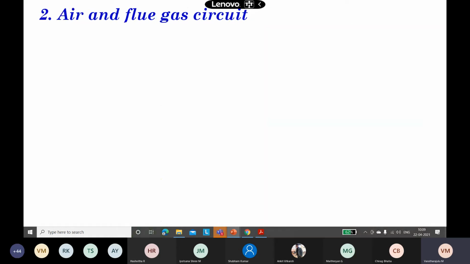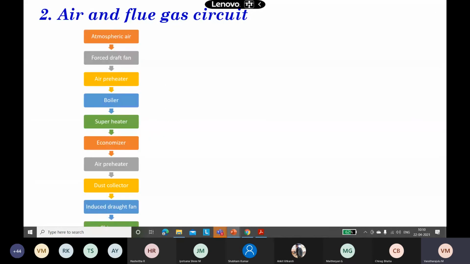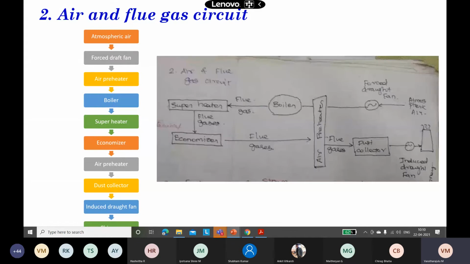Concerning the second circuit, the air and flue gas circuit: we collect the atmospheric air with the aid of a forced draft fan, and we send it into the air preheater. What happens in the air preheater? Here the air preheater is surrounded by the flue gas, and from the heat energy of the flue gas, we preheat the air before it enters the boiler. Then the flue gas is sent to the superheater.